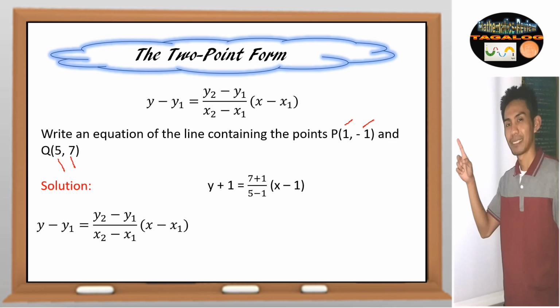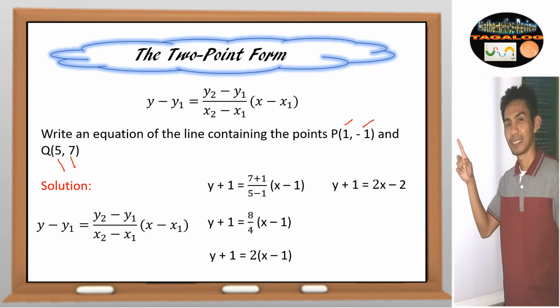So, ito po siya. So, y plus 1 is equal to 7 plus 1 over 5 minus 1 times the quantity of x minus 1. Then, y plus 1 equals 8 over 4 times the quantity of x minus 1. Then, y plus 1 equals 2, dahil 8 divided by 4 ay 2, times the quantity of x minus 1.